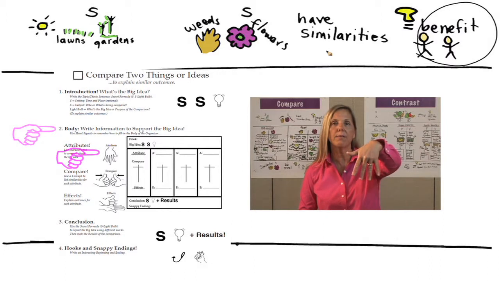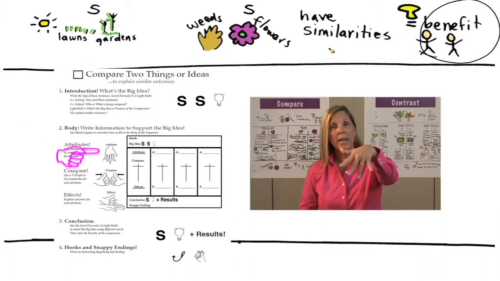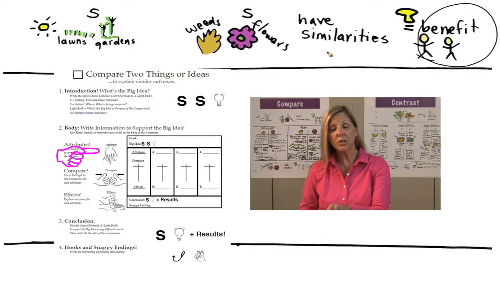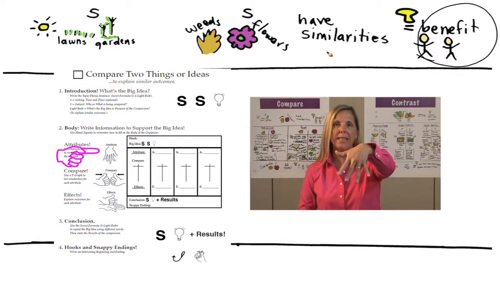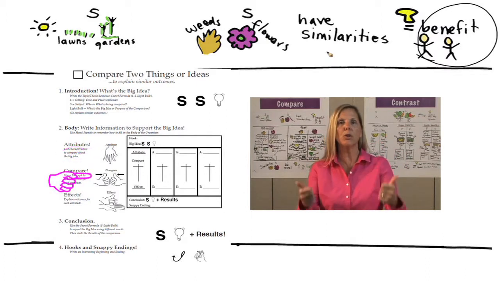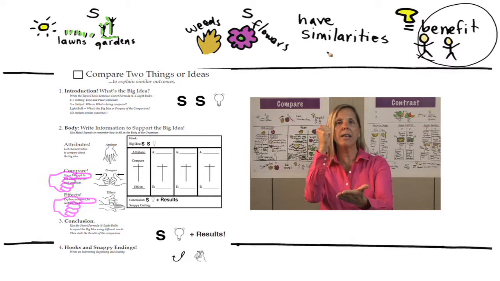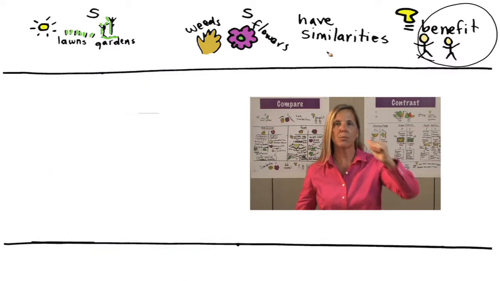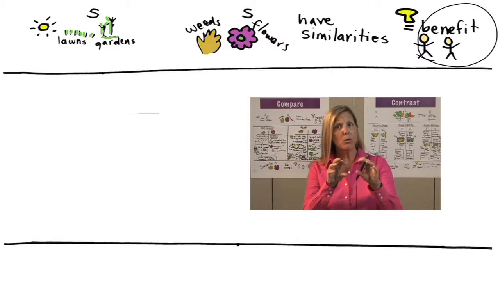We're going to identify attributes. What attributes are we identifying about weeds and flowers in order to show how the two benefit people's lives? Once we identify the attributes, then what will we do? Compare and then show the effect. Let's first of all identify the attributes. What attributes or characteristics do both of these types of plants have that benefit people?